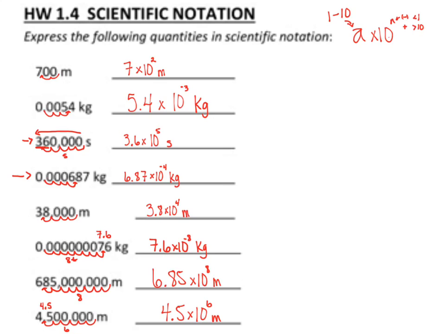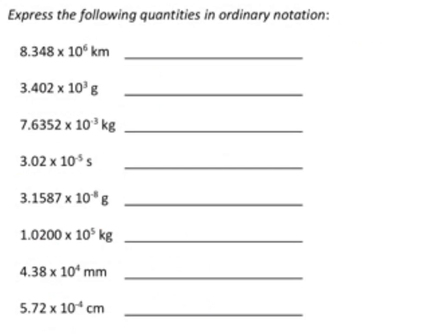All right, next section for the homework. Now we're asking for you to express the following quantities, but in ordinary notation. We've been given the scientific notation. All right, and this one's actually a little bit easier. Let me write down the generic formula again. So a for the coefficient times 10 to the n power.